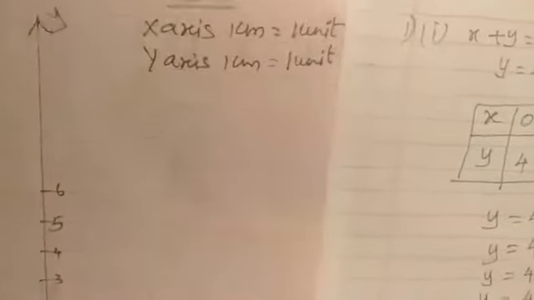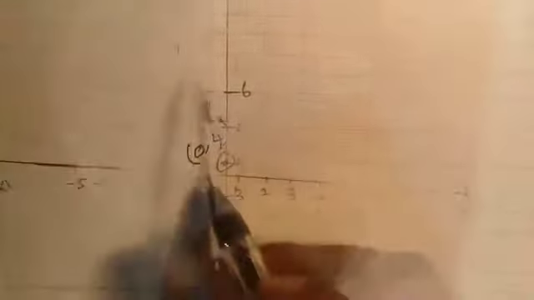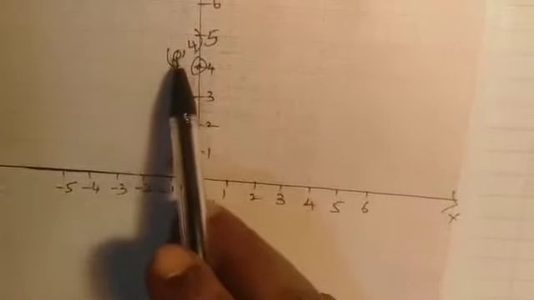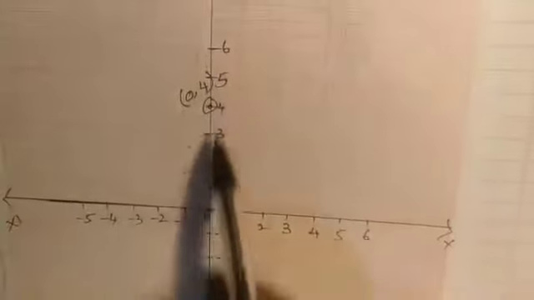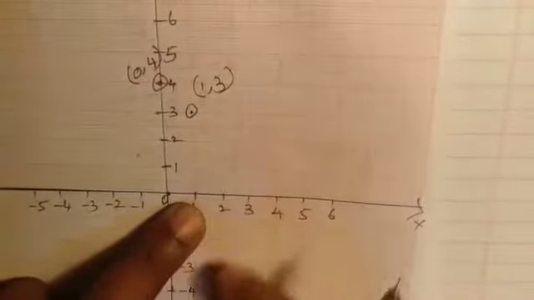We will now fill in the values here. X value 0, y value 4. So x value 0, y value positive 4 here. This is called (0, 4). When x value is 0, the point lies on the y axis. Next, x value is 1, y value is 3. So positive 1 and positive 3 is here. This is called (1, 3). It is in the first quadrant.